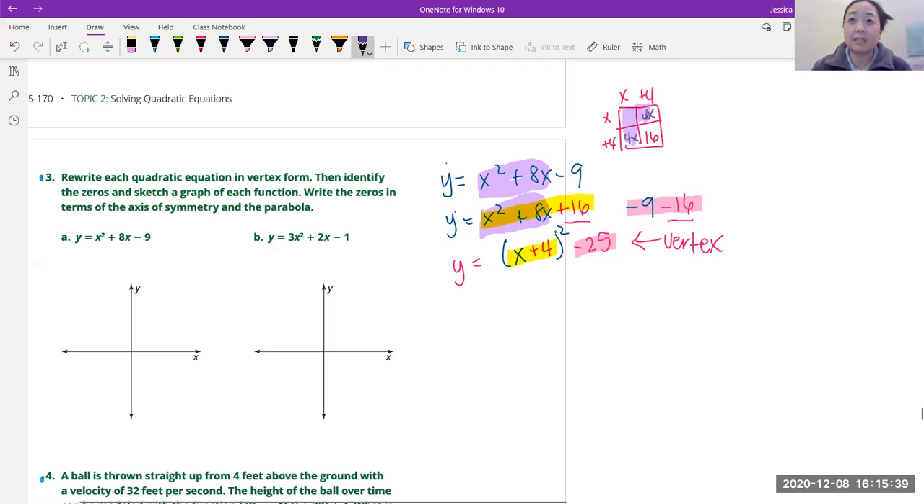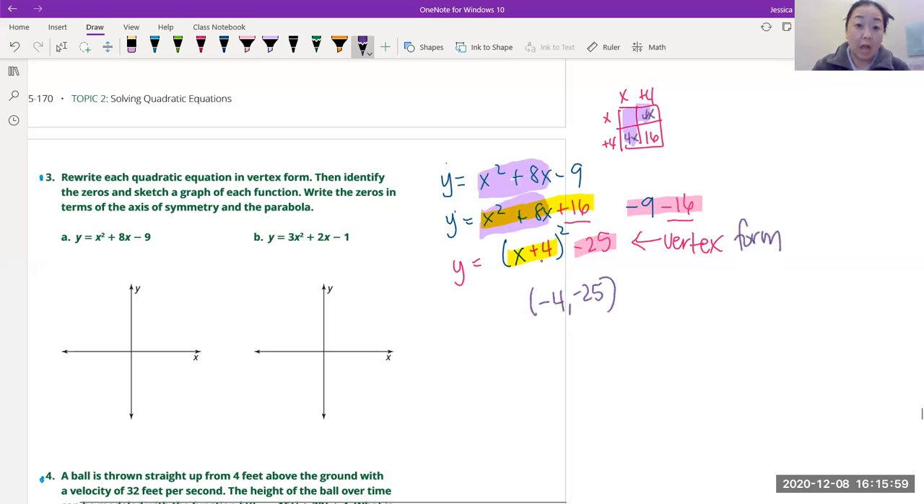And now this 16 is going to be found here, and this 16 is going to be found here. So we're just going to combine these two together. So -9 minus 16 is -25. All right, so this is vertex form. I should just finish that out. Vertex form, which means that our vertex is (-4, -25).